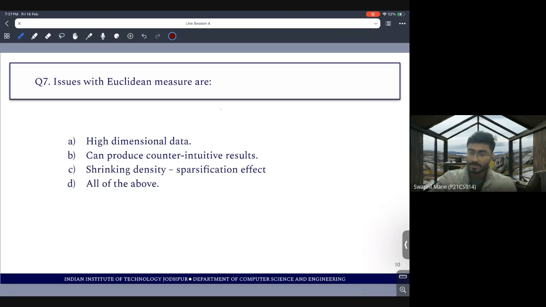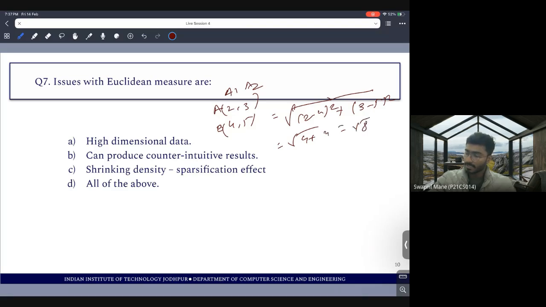Let's suppose we have a point A which is 2, 3 and a point B which is 4, 5, like this way, right? So how can we calculate the distance between A and B? A minus B, bracket square, with the summation of all attributes. These are the attributes A1 and A2, right? So 2 minus 4 bracket square plus 3 minus 5 bracket square. So it is 4 plus 4, which is under root 8, near about 2.8 something, right?